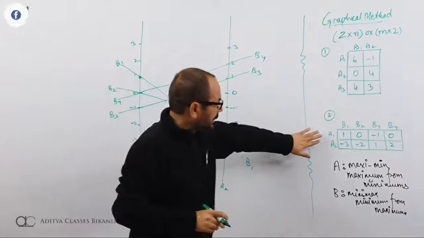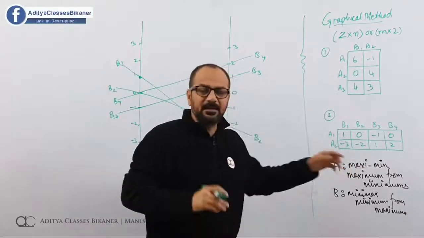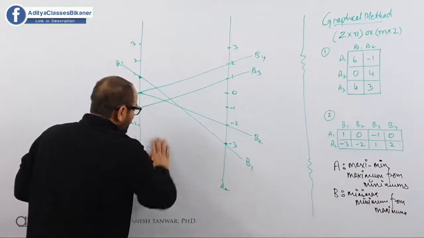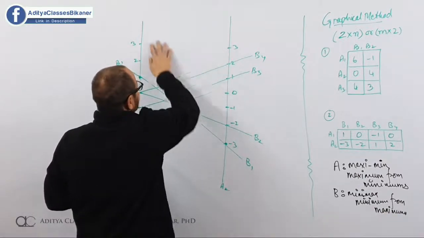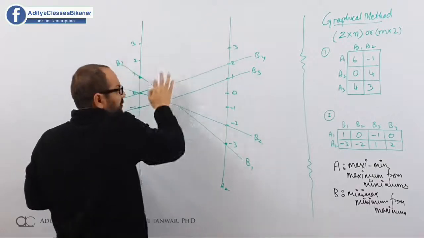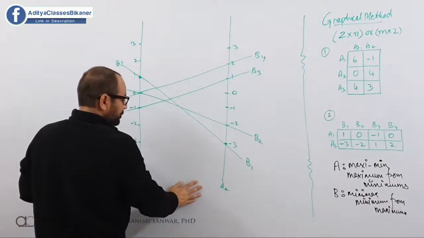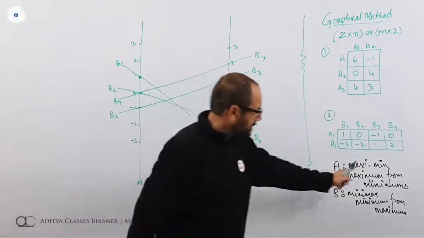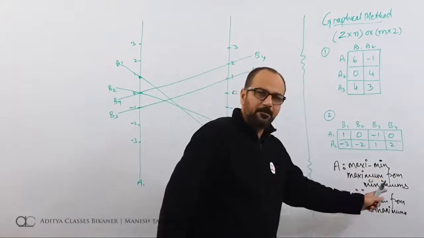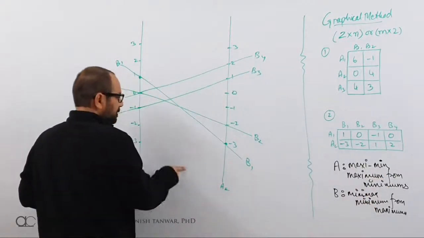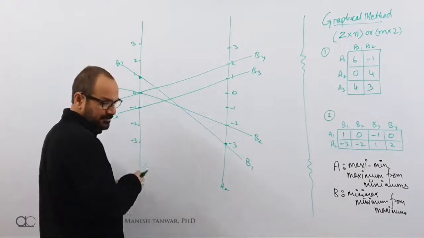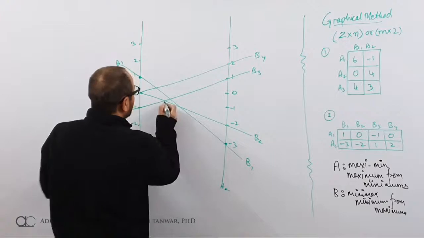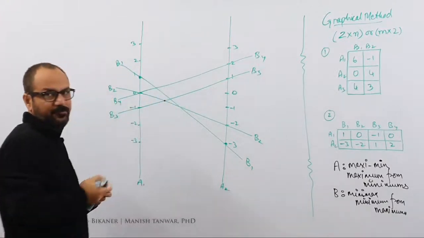Now, this is a game for A. A takes maximum from minimums. We have two areas. This is one area, this is the second area. This is maximum area. You can take minimum from maximum. This is minimum area. So you can take maximum from this minimum area. A takes maximum from minimums. So this is the minimum. You need to take maximum. Where is that maximum in this area? If you see, this would be the maximum point of this area.